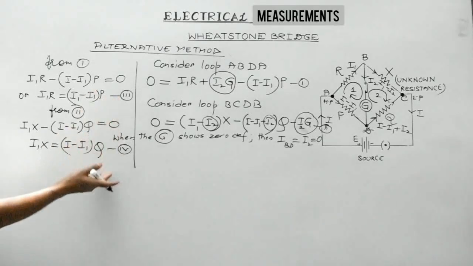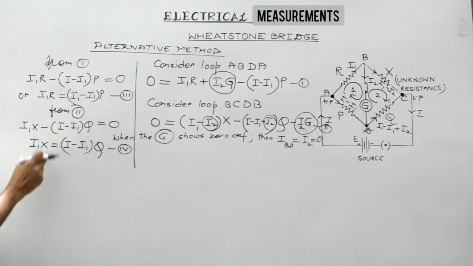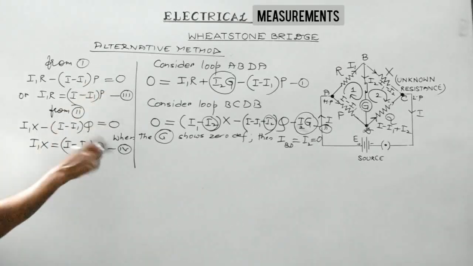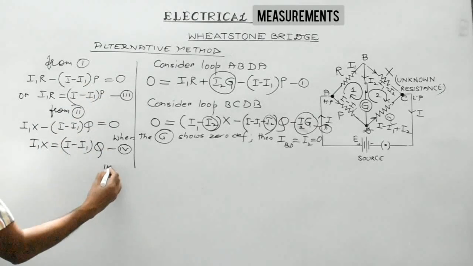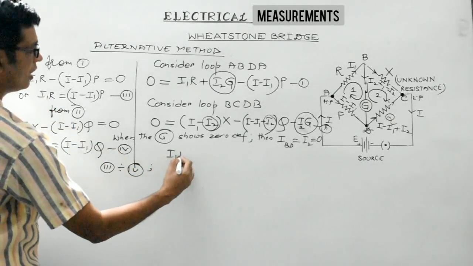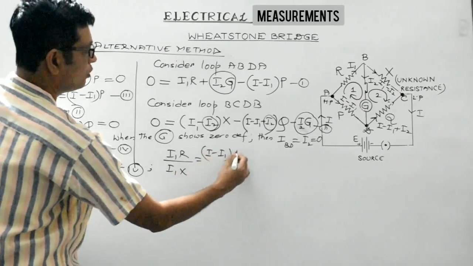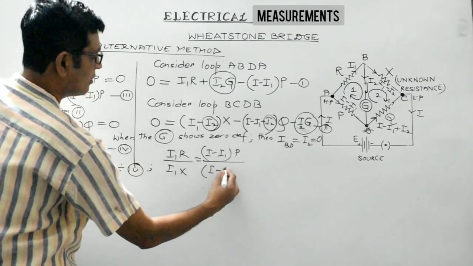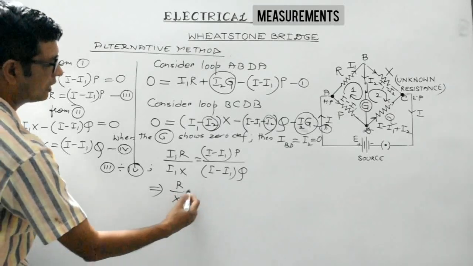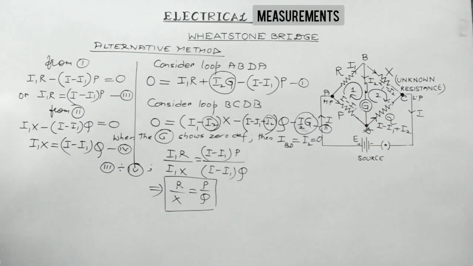Now, just check these two, third and fourth. You can divide these two. The coefficient of I1 in both these equations is same. The coefficient of I minus I1 actually. It is same in both the equations, isn't it? So, third divided by fourth. What do you get is I1R divided by I1x is equal to I minus I1 into P divided by I minus I1 into Q. So what is left is R by X is equal to P by Q, which is the balanced condition.